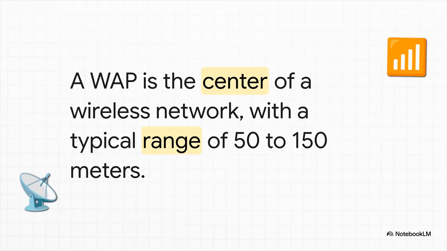The heart and soul of any wireless network is the wireless access point, or WAP, which is really just what we call our router at home. It acts as that central hub in a wireless star topology, broadcasting a signal that all your devices can connect to, usually within a range of about 50 to 150 meters.